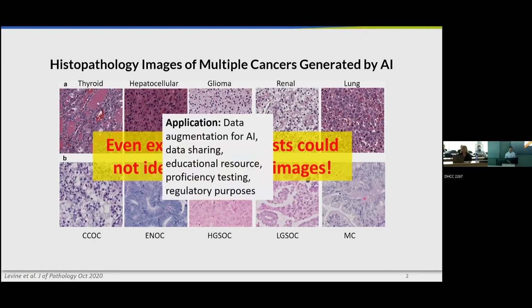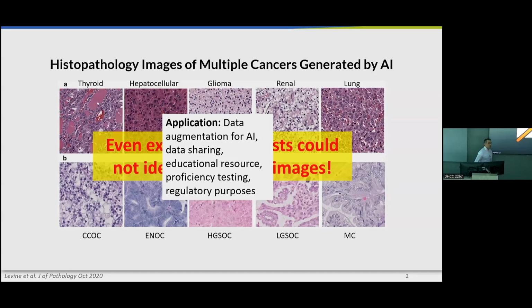You may wonder where we can use it, and whether it's just playing with algorithms for fun. For this specific application of generating synthetic images, we are trying to use these images to augment pathology AI models, which I will talk about later on. We can also use these models for data sharing between institutions. It could be a good educational resource: rather than having a few slides that teach residents, we can use images that are generated on the fly. It can also be used for proficiency testing and regulatory purposes, like when these algorithms, hopefully down the road, become part of the healthcare system, how you're going to stress test these models to make sure they're doing a good job as we go forward.